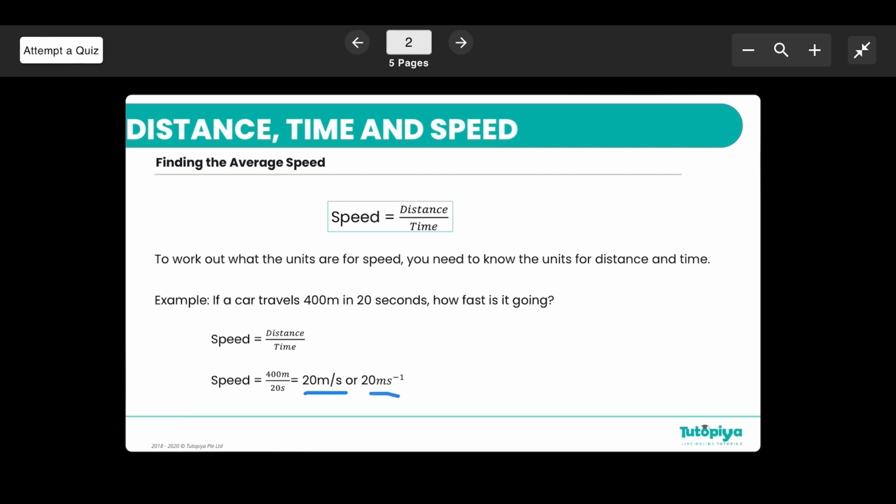And you can see the notation. You can either write meters per second with the slash, or you can choose to put it as a power, to the power of -1.